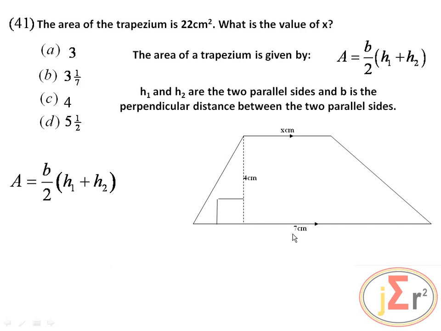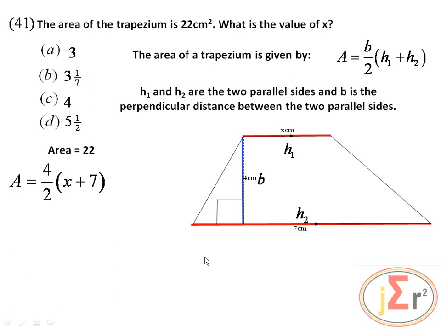All we need to do is substitute h1 and h2, the two parallel sides, this one and this one, and b is for that one. So there you have h1 and h2, the two parallel sides, and b, the perpendicular distance between the two parallel sides. So where we have b, we have 4, and h1 and h2 will be x and 7 in any order. So 4 over 2 times x plus 7.